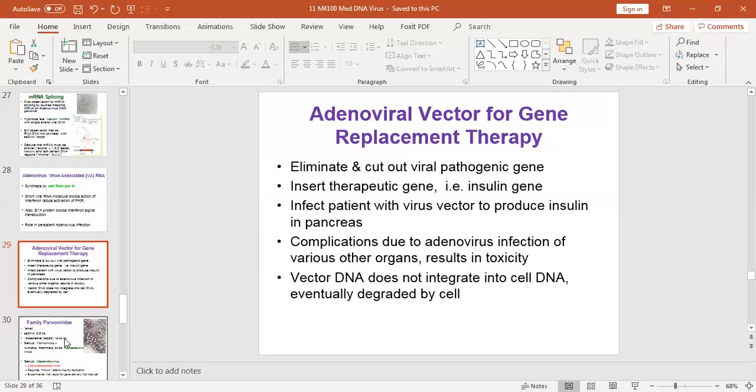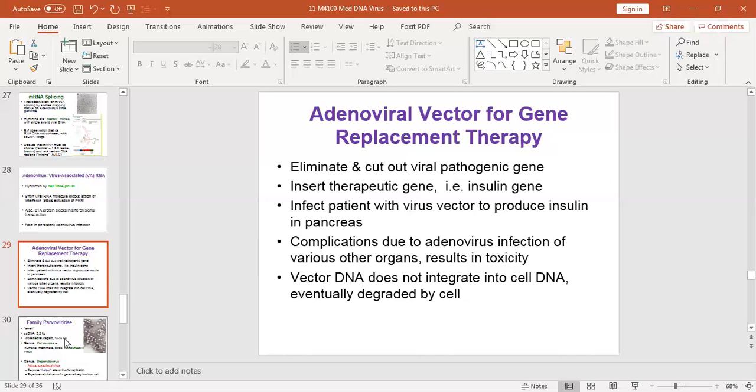Then we use restriction enzymes like scissors at both ends of the gene, cut it, take it out, and we replace that with a therapeutic gene or gene of interest. We insert it back, we ligate it back into the adenoviral genome that is now devoid of the pathogenic gene but has a therapeutic gene. Example would be the insulin gene. Then we infect patients with this adenovirus vector. So once the vector gets in, it starts producing insulin and will be targeted to the pancreas.